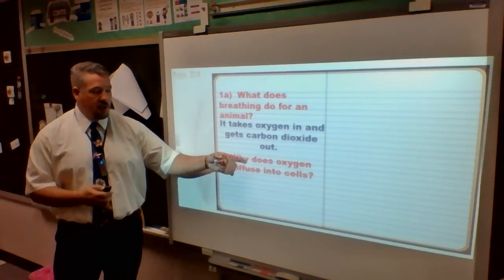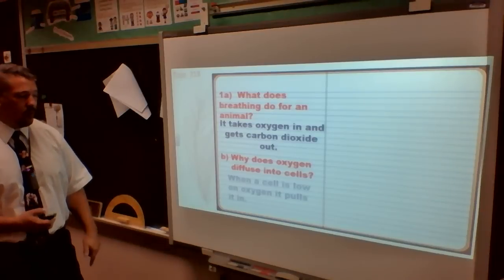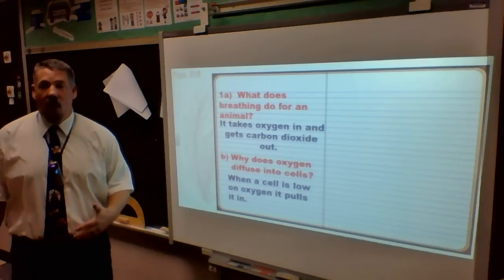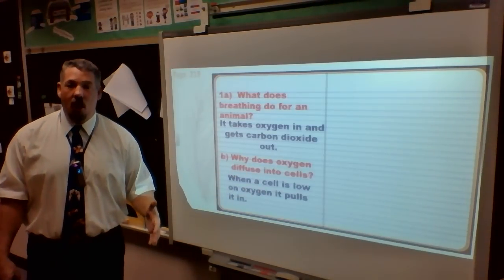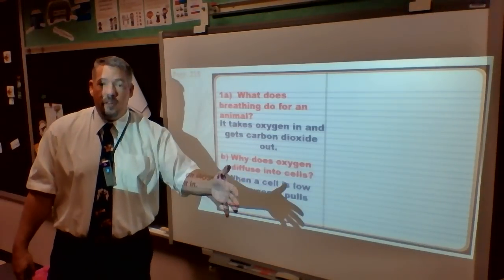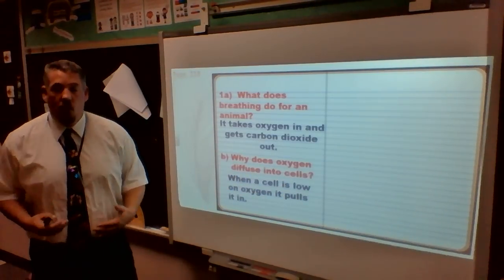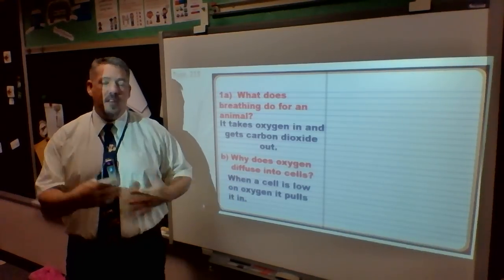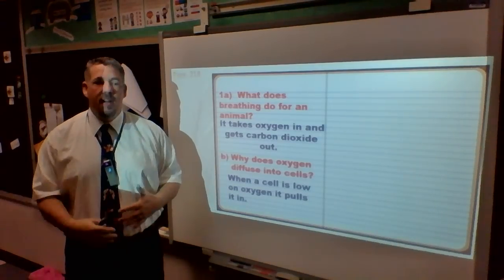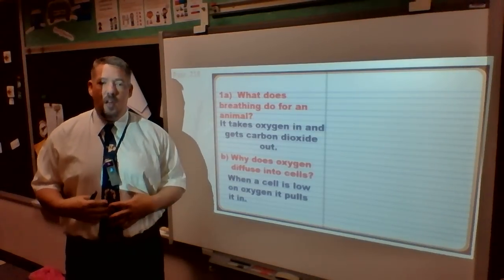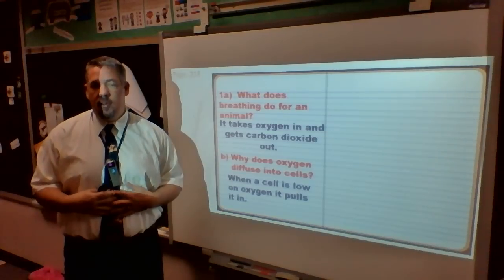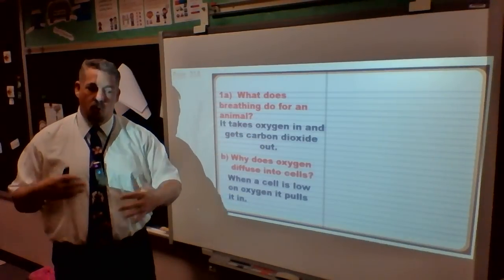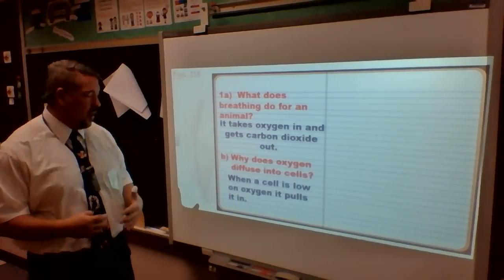Why does oxygen diffuse into the cell? Well, it diffuses because the cell itself is low in oxygen. How did it become low in oxygen? Well, it used it. It's kind of like our bellies. When I eat, I'm full. But as the day goes along, all of my cells are working on the inside, and my belly begins to get a little hungry. So now I no longer have food inside my belly. So what do I do? I put more food inside my belly so I can continue to work and be healthy.